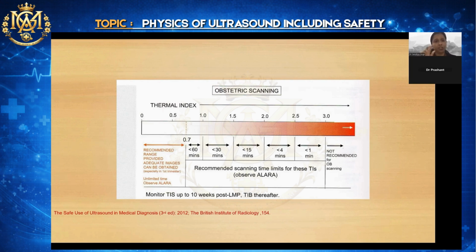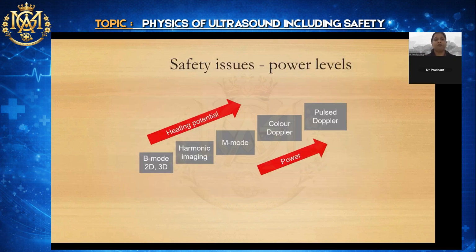On your machine, two words will come for TI. One is TIS, that is thermal index of soft tissue. And later, the word will be TIB, thermal index of bone. So before the bones are formed, you label it as TIS and then it is TIB. Now, when we talk about ultrasound safety, as you choose more and more modalities, for example, you chose triplex mode, meaning you did B mode, you did color, and you added pulse wave Doppler, you are increasing the heat energy which the sound will produce. You are increasing the power which the machine is using. You are increasing safety issues in the baby.